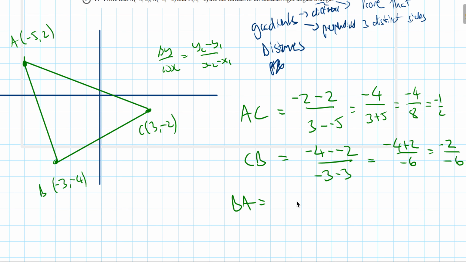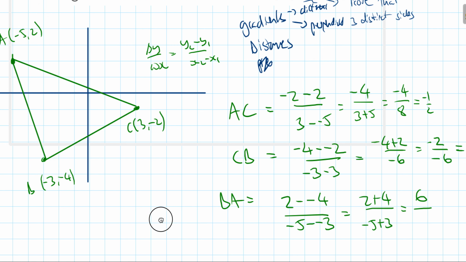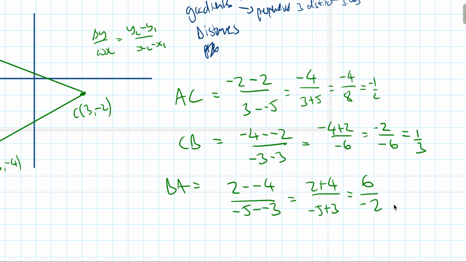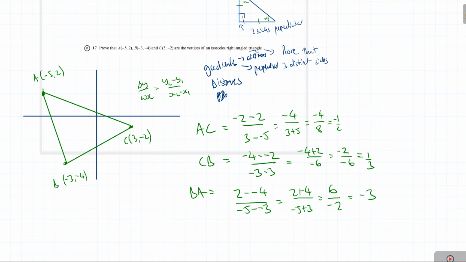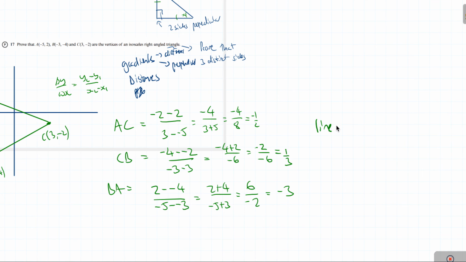So CB is equal to a third, and then we've got BA. BA is equal to change in Y, so 2 minus minus 4, divided by change in X, so minus 5 minus minus 3. So 2 plus 4 is 6, and minus 5 plus 3 is minus 2. That's going to equal minus 6 over 2, which is minus 3. So we've proven there that the lines are not collinear, so they're not part of the same line. Therefore, ABC is a triangle.